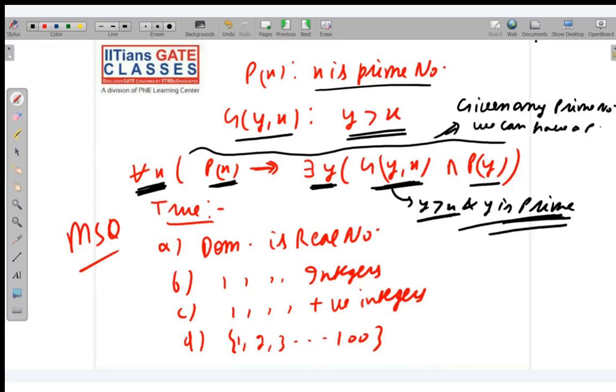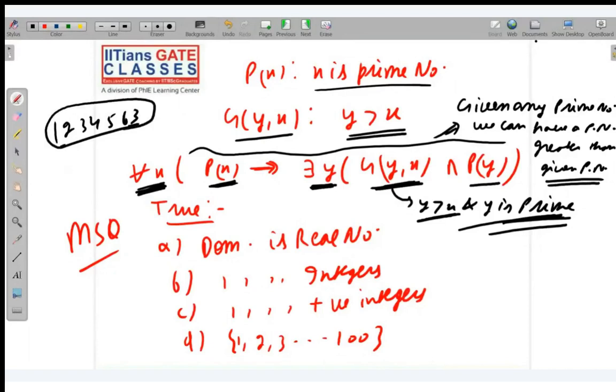Given any prime number, we can have a prime number greater than the given prime number. Okay, so you just give me any big prime number, I am assuming that this is a prime number. Now I will say that I will definitely find a prime number greater than this. This is a very beautiful theorem in mathematics, and I am not going into detail of that. This theorem is saying that if you find any prime number, I will definitely find a prime number greater than the given prime number.